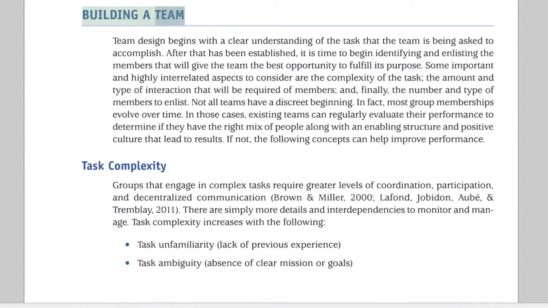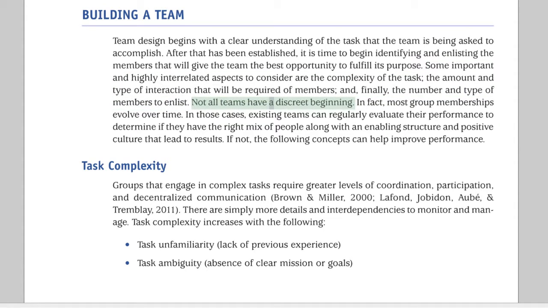Building a team. Team design begins with a clear understanding of the task that the team is being asked to accomplish. After that has been established, it is time to begin identifying and enlisting the members that will give the team the best opportunity to fulfill its purpose. Some important and highly interrelated aspects to consider are the complexity of the task, the amount and type of interaction that will be required of members, and, finally, the number and type of members to enlist.